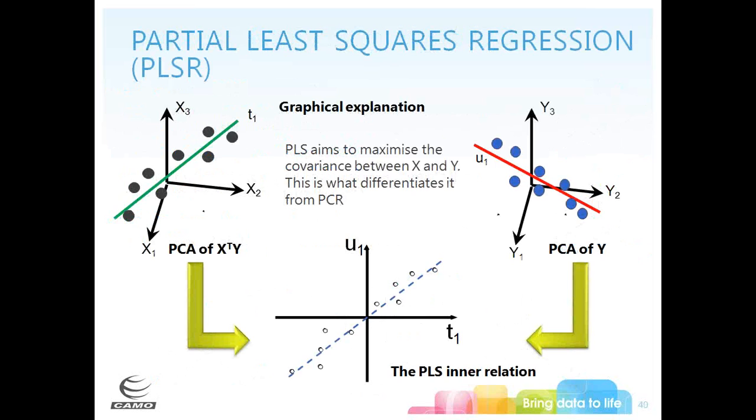So with PLS, we're aiming to maximize the covariance between our x and y. And this is what differentiates it from PCR, but it also is what allows us then to have fully interpretable models, because we have with this the scores and loadings relating our samples and our variables directly back to those data and how they were measured.